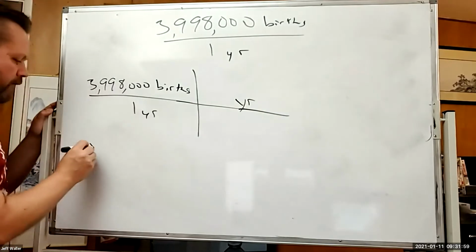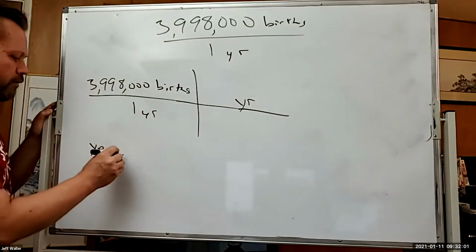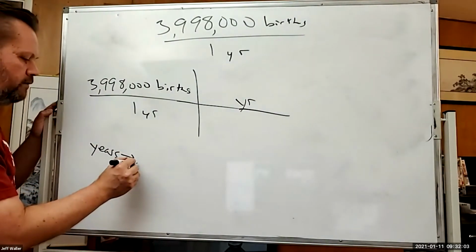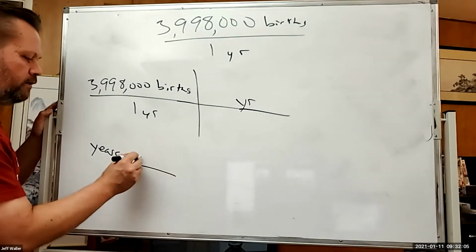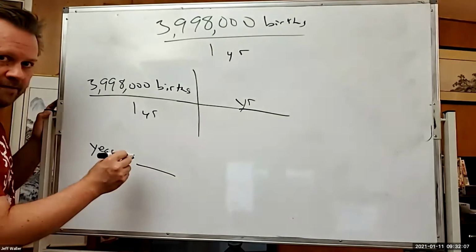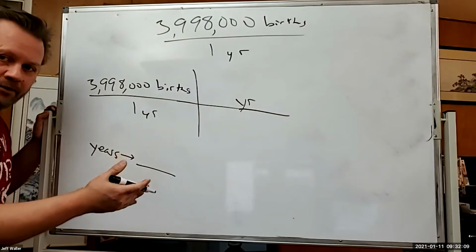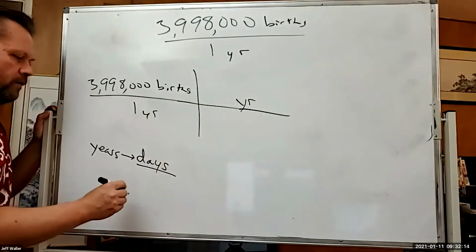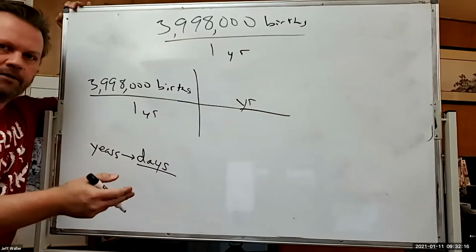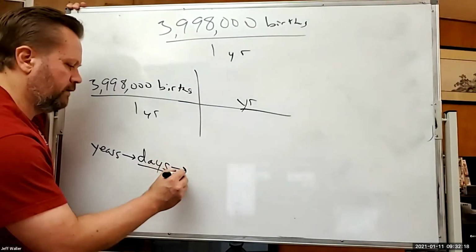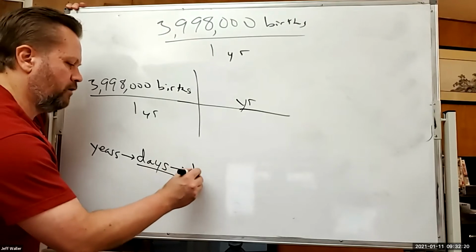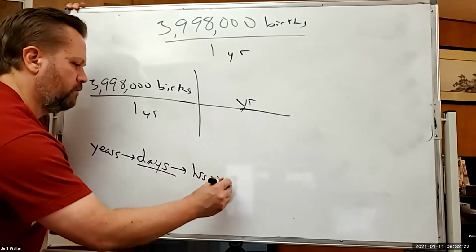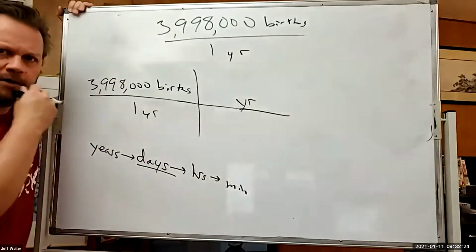And also we have our little path. Where can I go? Years to what? Let me help you guys out. Don't do months, because every month has a different number of days. So that's not a good way to go. Years to days, assuming it's not a leap year. Years to days to hours to minutes, right? I think it was minutes I wanted.